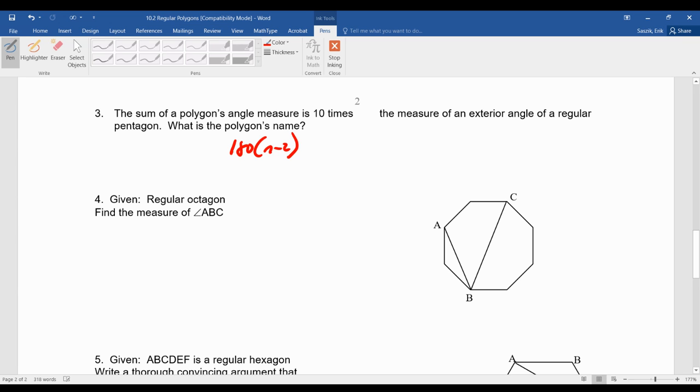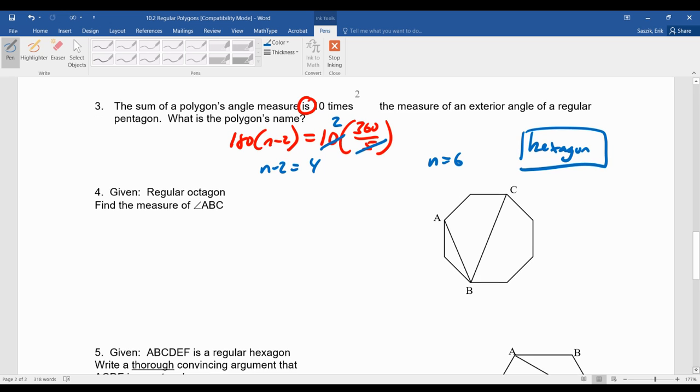It equals 10 times the measure of an exterior angle of a regular pentagon. Well, the exterior angle of a regular pentagon would be 360 divided by 5. Now, through the magic of canceling, that becomes a 2, right? And then I have 2 times 360 is 720. I'll divide both sides by 180. I get n minus 2 equals 4. So n must be 6. So that's a hexagon.